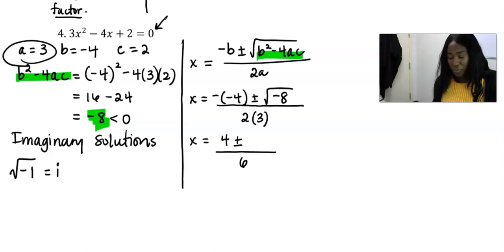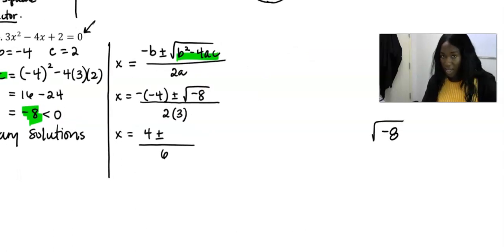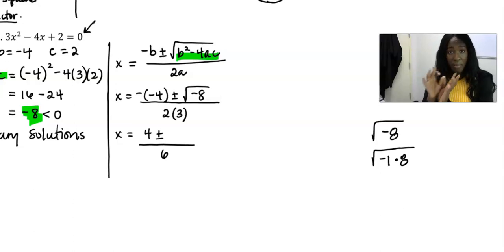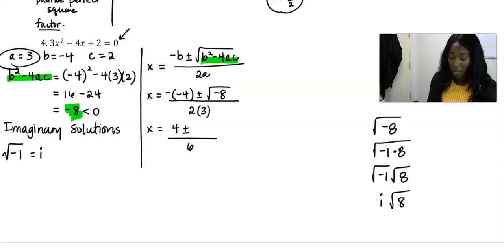Let's break down that square root of -8. I'll break this down off to the side here. Because it is negative, I'm going to write it as the square root of -1 times 8. And then I can break that up into two separate square roots. So I know that I will definitely have an i in the problem because the square root of -1 is i by definition. So replacing this with i is just coming from that definition.